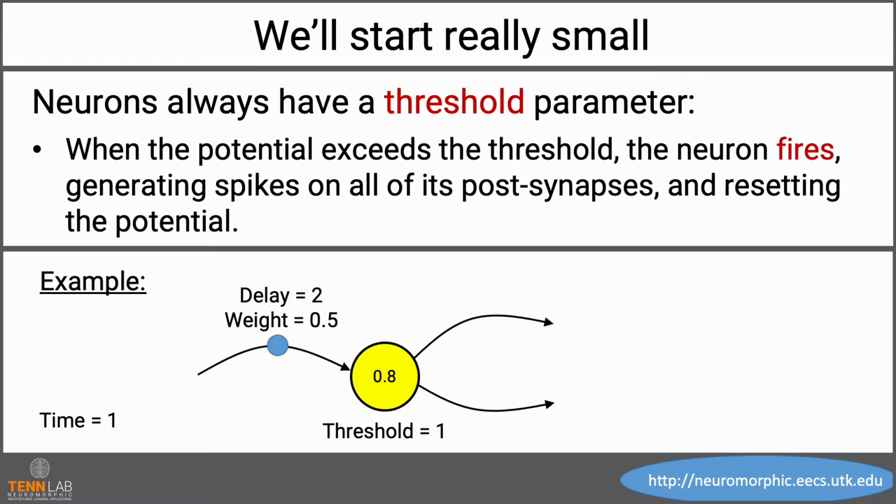So an example here, we have the same synapse coming into the same neuron, and we have another spike coming in with a weight of 0.5. When it arrives, the potential goes to 1.3, which exceeds the threshold of 1, and so the neuron fires, and spikes go out of its post synapses.